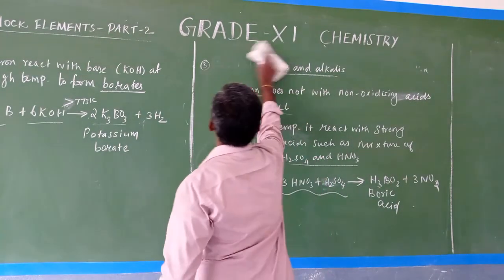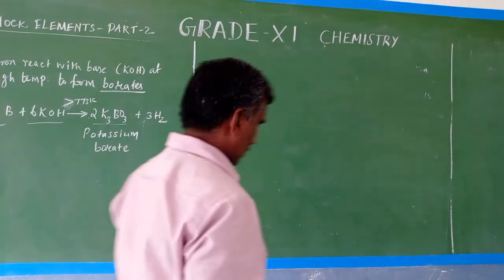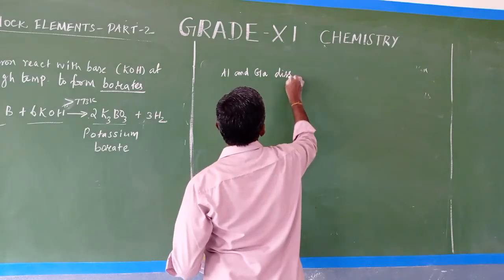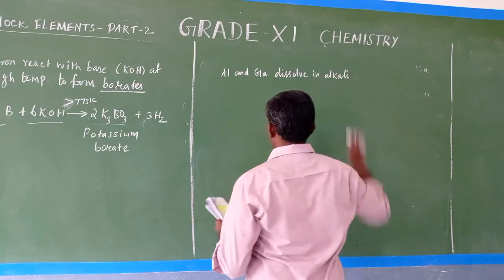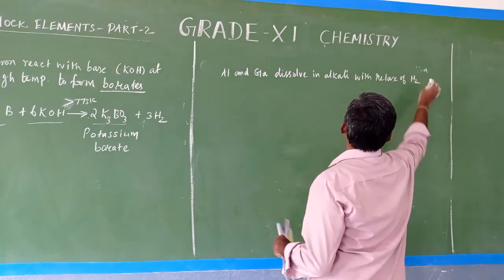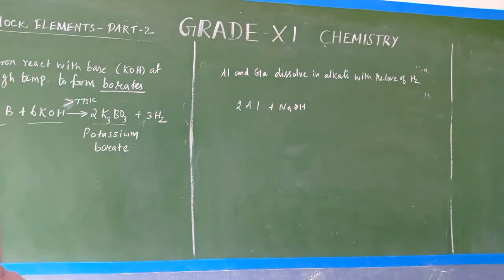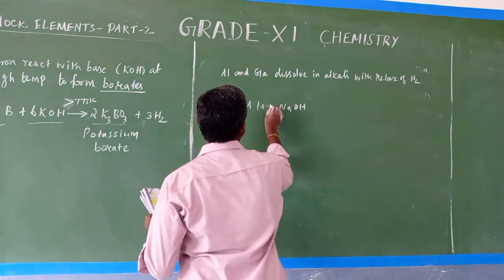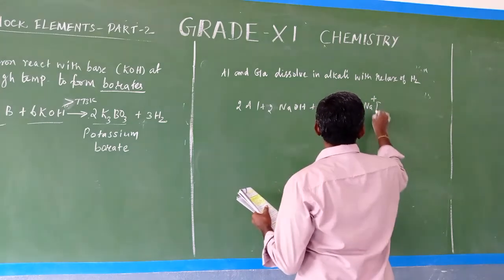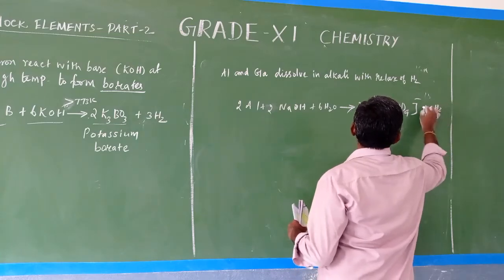Next, very important: aluminum and gallium dissolve in alkali with release of H2 gas. Aluminum plus NaOH, you studied this in 10th standard. 2 aluminum plus 2 NaOH plus 6H2O gives sodium complex plus 3H2. This is a complex form.